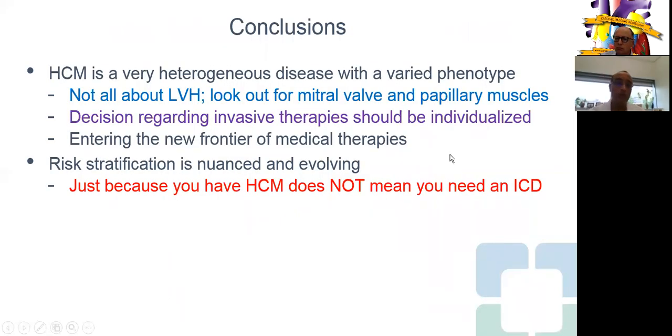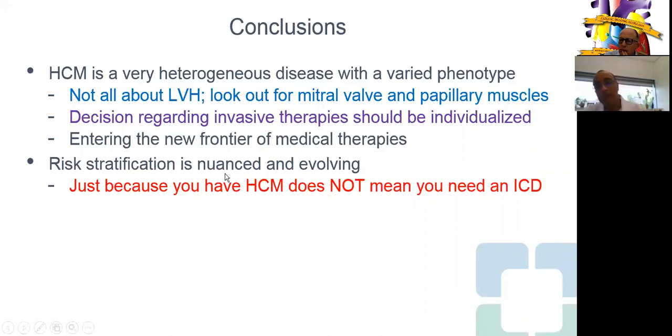So to conclude, hopefully I've made a case in this short time that HCM can be a very heterogeneous disease with a very varied phenotypic expression. It is not all about LVH. You have to look at other players. Decisions regarding individual invasive therapies will have to be individualized based on their phenotypic presentation.